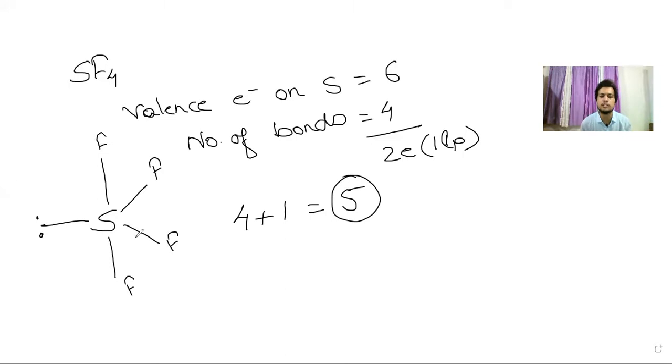So what do we call this particular shape? It has a special name. We call it seesaw. Sorry, not the geometry, but the shape. This particular shape is known as seesaw. Geometry, no doubt, is trigonal bipyramidal. A very important example for this particular shape, the seesaw. Now coming to the next.